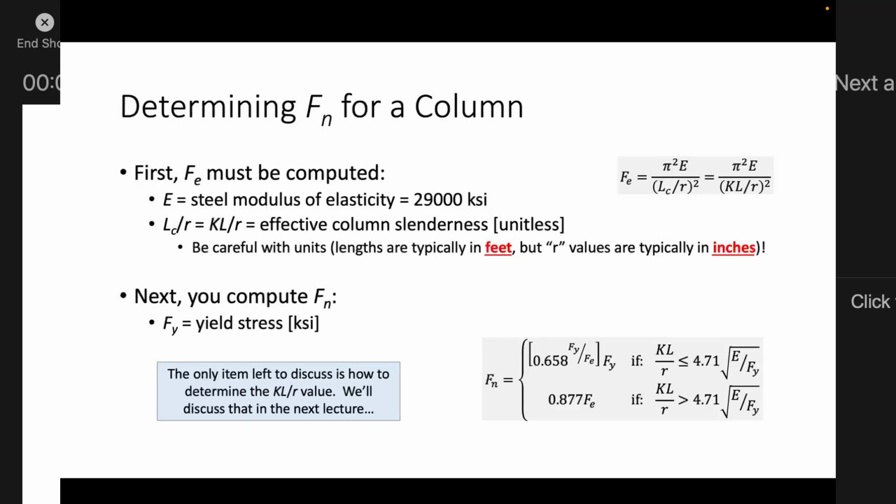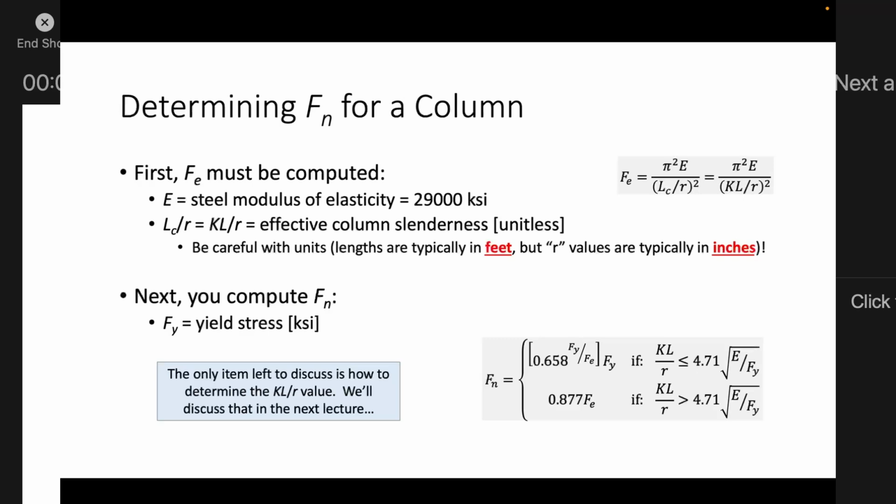And so basically what I'm saying, so how do you compute Fn for a column? Like how do you do it? So the first thing that you have to do is you compute Fe. So Fe, that's just this, right? That's just what we compute out of mechanics, what we derive together. Our E value is 29,000 KSI, and then our KL over R is just the slenderness. Remember, be careful with units on slenderness because the lengths are in feet, but R values are typically in inches.